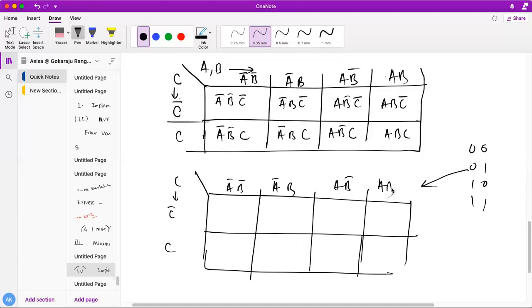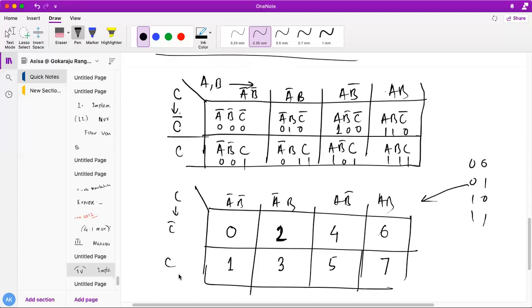So tell me, A bar B bar C bar means what actually? This is 0, 0, 0. So 0, 0, 0 means what is the decimal value of it? 0. This is 0, 1, 0. What is the decimal value of it? 2. This is 1, 0, 0. What is that? 4. This is 1, 1, 0. What is that? 6. 0, 0, 1 means 1. 0, 1, 1 means 3. 1, 0, 1 means 5. 1, 1, 1 means 7. Okay.